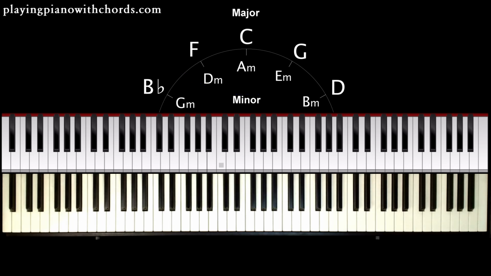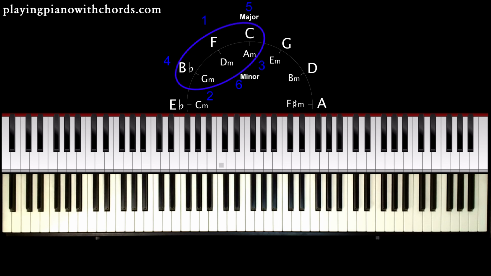The great thing about the circle of fifths is that you can do the same thing for all 12 keys. So let's look at another key. Let's take the key of F major. If you look at the circle of fifths, F is at 11 o'clock. So if you draw a circle around the F, which encompasses 6 chords, it looks like this.